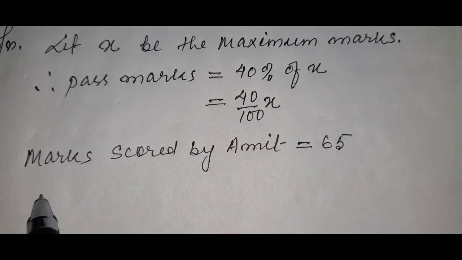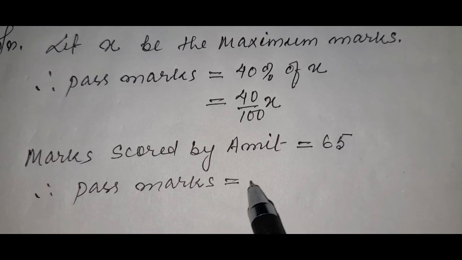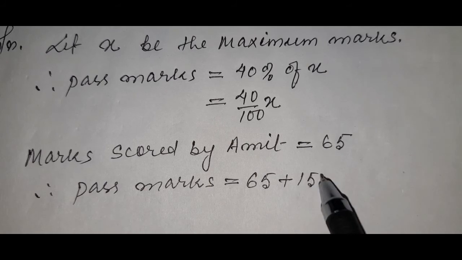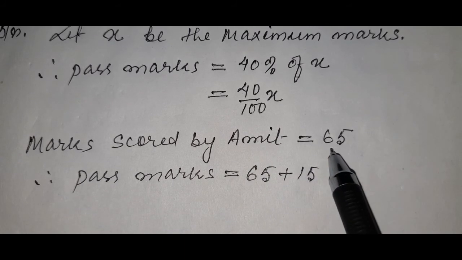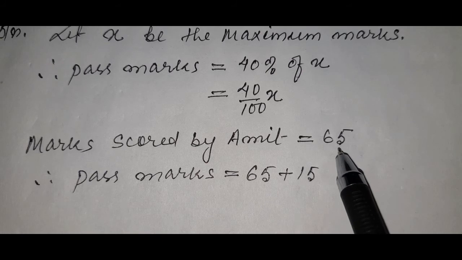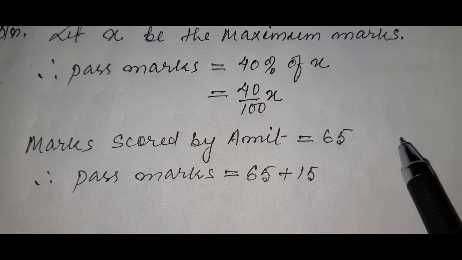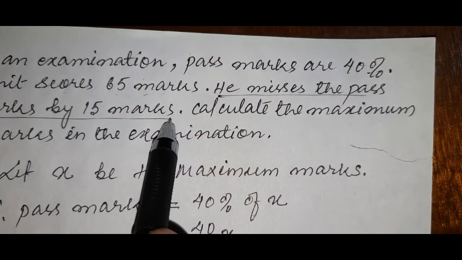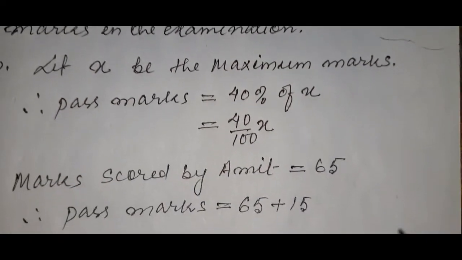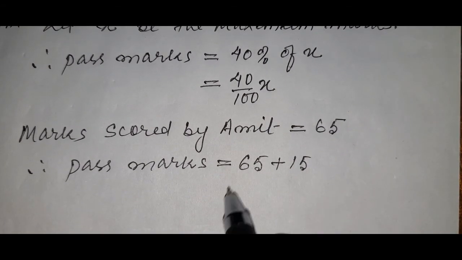Okay, so now we can say pass marks is equal to 65 plus 15. Now don't get confused with this. Okay, so let me explain again. Amit scored 65 marks, which is less than the pass mark. So according to the question, if he had scored 15 more marks, then he would have got the pass mark. So that is what it means. So he misses the pass marks by 15 marks. So had he scored 15 more marks, then he would have got the pass mark. Okay, so that is why we say here pass marks is equal to 65 plus 15. So now this is 80. So 80 is the pass mark.